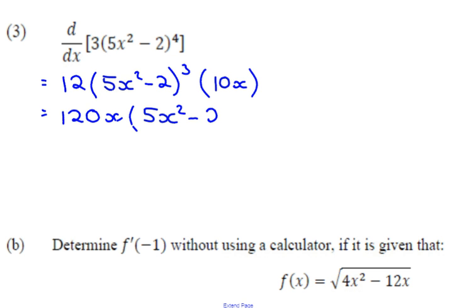So if you did that, that's great, but your marks are as follows. You get 1 method mark for using the chain rule. You get an accuracy mark for your 12, an accuracy mark for that first bracket, and an accuracy mark here. Okay, let's have a look at the last one in question 4.